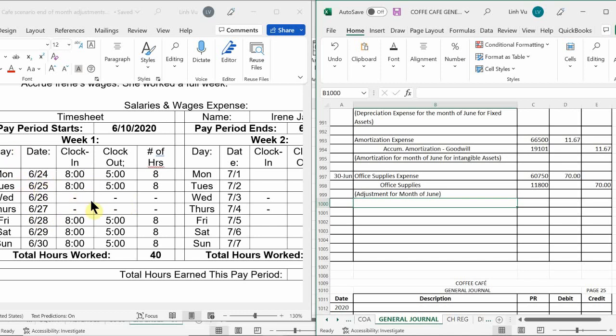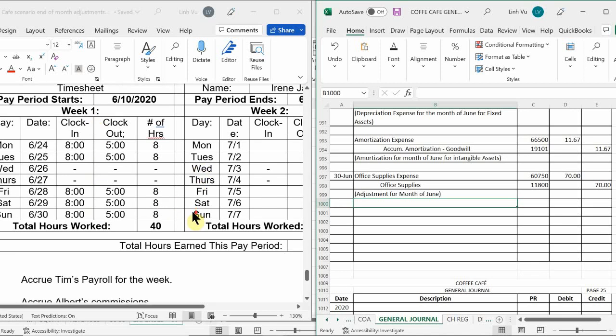Tuesday she worked. If you remember, the payroll period started on the 24th of June. So she did Monday, she did Tuesday. Her days off are Wednesday and Thursday. She comes back to work on Friday, Saturday, and today's June 30th, which is Sunday. So there you go. She completed a grand total of 40 hours that she's worked this week. So again, how do we go ahead and accrue this?